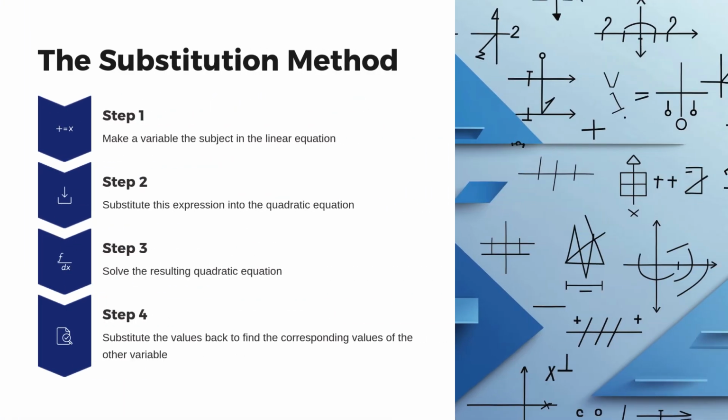The substitution method. Step 1. Make a variable the subject in the linear equation. Step 2. Substitute this expression into the quadratic equation. Step 3. Solve the resulting quadratic equation. Step 4. Substitute the values back to find the corresponding values of the other variable.